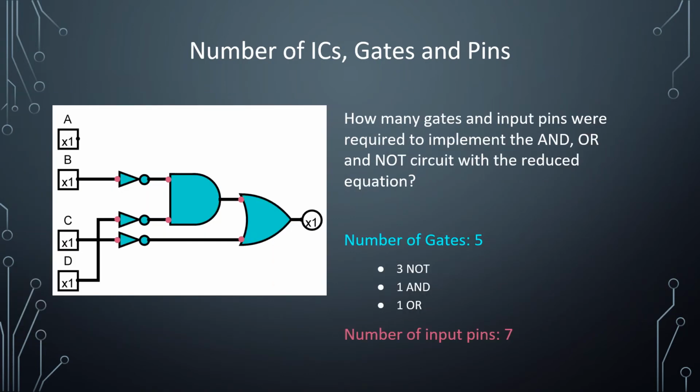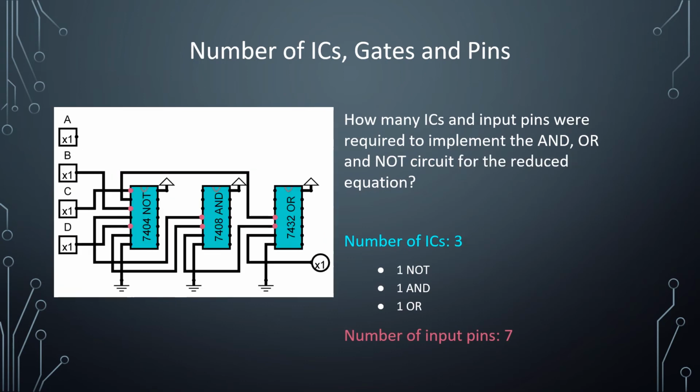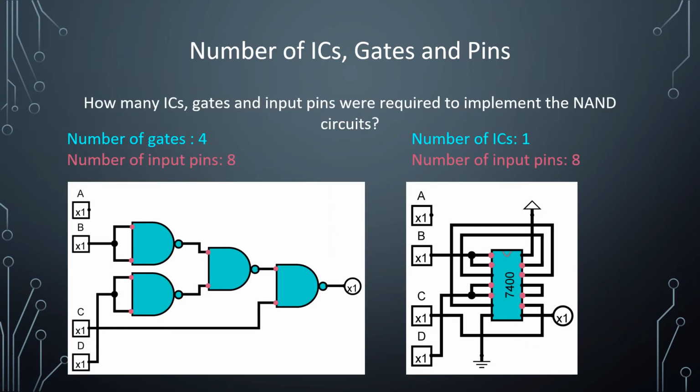Using the simplified equation, we can count these gates and input pins much more quickly. Here in the AND, OR, and NOT circuit, we end up with 5 gates and 7 input pins. The 7400 version requires 3 ICs and 7 input pins. While the NAND gate circuit uses 4 gates and 8 input pins, only a single NAND IC and 8 input pins are needed for the 7400 circuit.